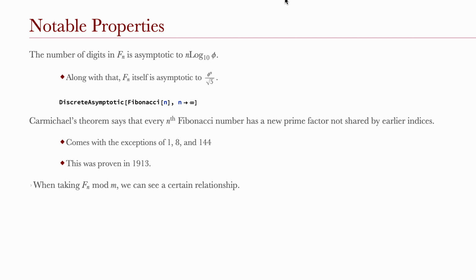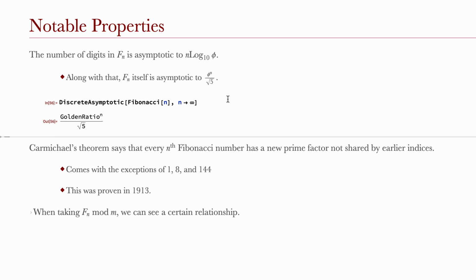Moving on, we can look at some notable properties of the Fibonacci sequence. To start with, the number of digits in f sub n is actually asymptotic to n log base 10 of phi. Along with that, f sub n itself is actually asymptotic to phi to the power of n over the square root of 5. And we can actually show that within the Wolfram language using its discrete asymptotic function, which comes out to be the golden ratio to the power of n over the square root of 5, which is copacetic with what we thought.